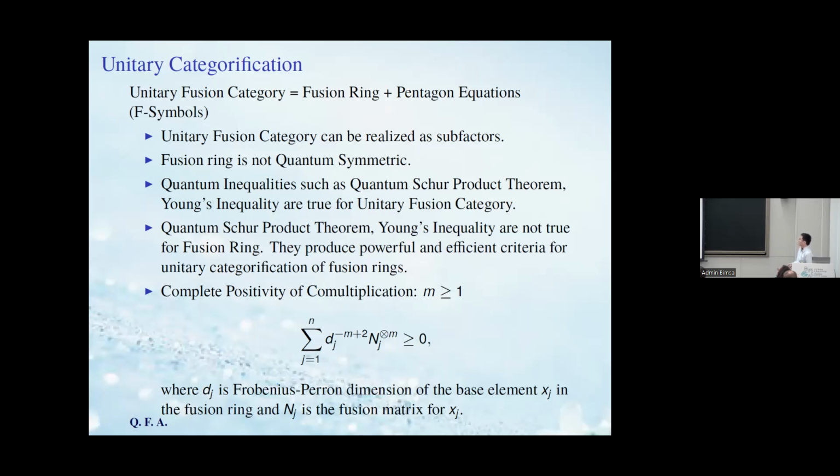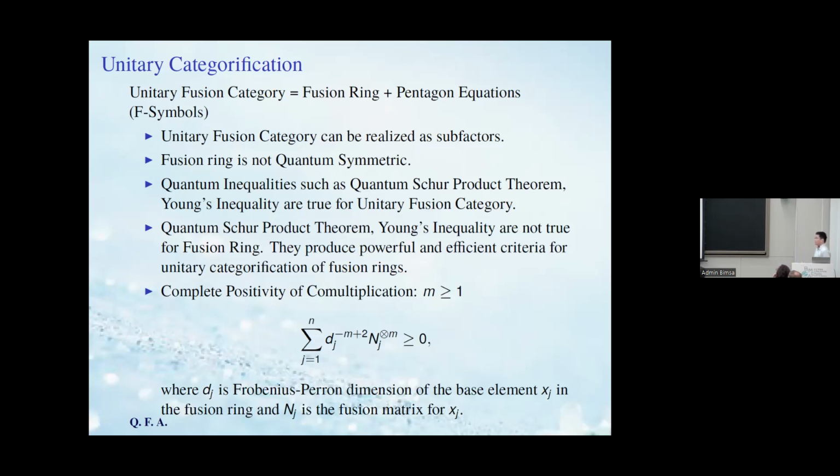So we say that quantum inequalities such as the quantum Schur product theorem and Young inequality are true for unitary fusion categories, but for some fusion rings these inequalities are not true. And it's easy to develop a computer program to run on fusion rings. So we say that they produce powerful and efficient criteria for unitary categorification of fusion rings.